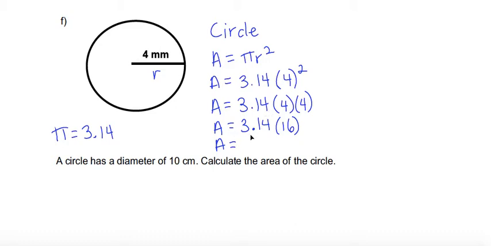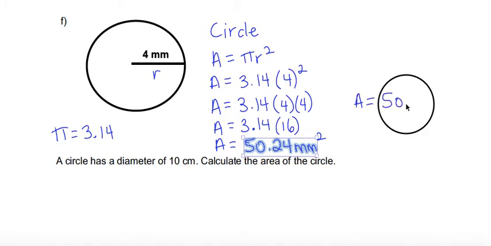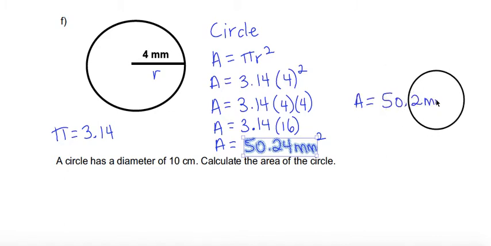And that gives me a value of 50.24. My units are millimeters, sorry, and my unit is squared because it's area. If you wanted to keep this to one decimal place, you can, and all you would do is look at your number here. So the number beside my 2 is a 4, and that's less than 5, so I could keep it as 50.2 millimeters squared.